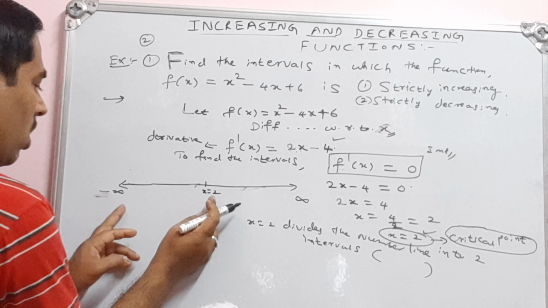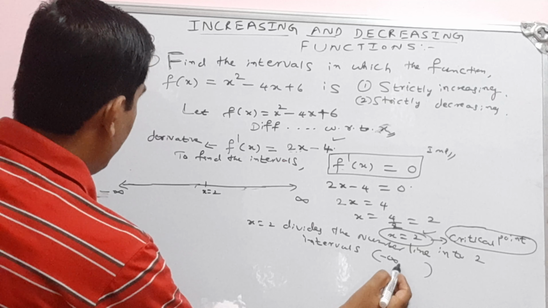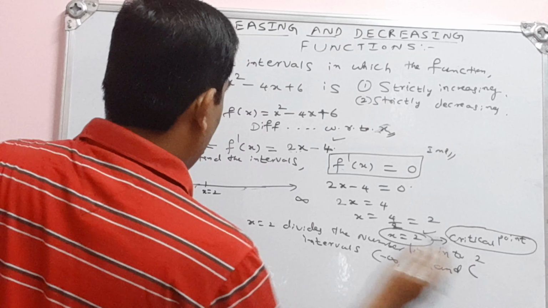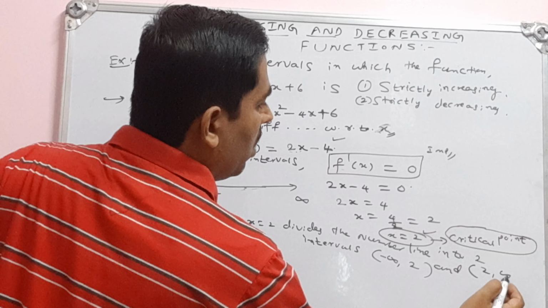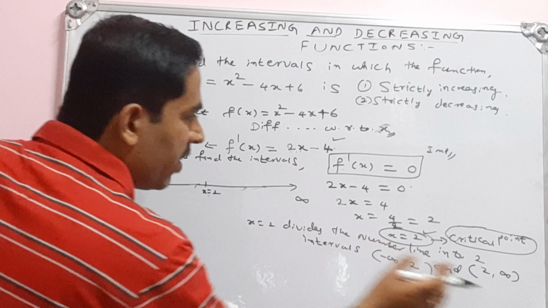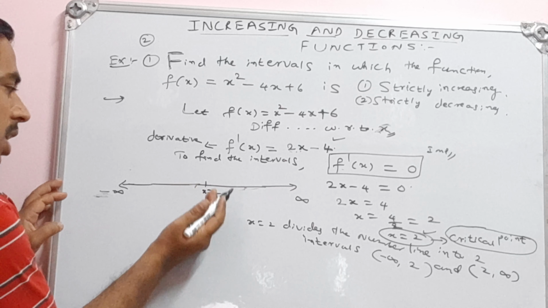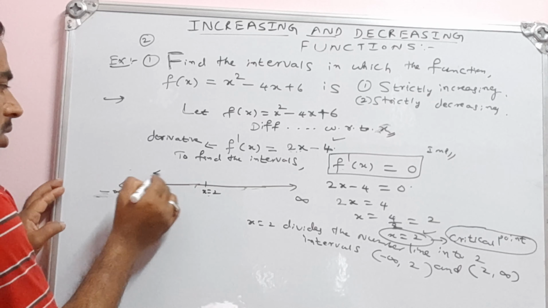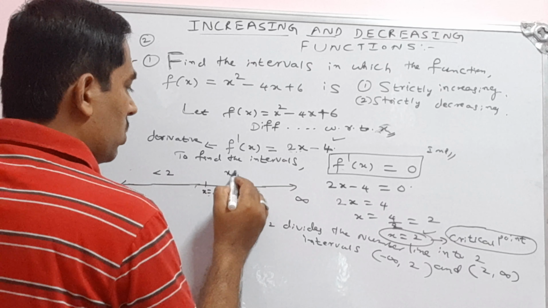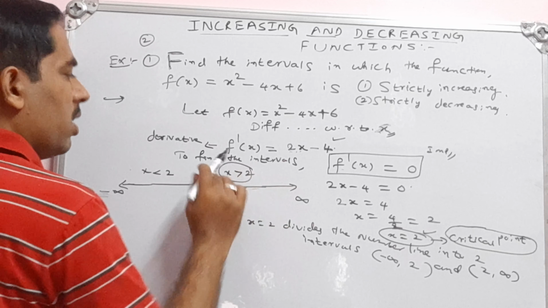What are the intervals I got? I got this interval and this interval. That interval is minus infinity to 2, and 2 to infinity. Minus infinity to 2 is one open interval, then 2 to infinity is another interval. Minus infinity to 2 means x is less than 2. If I cross 2, that will be greater than 2. This portion is x less than 2, and this portion is x greater than 2.